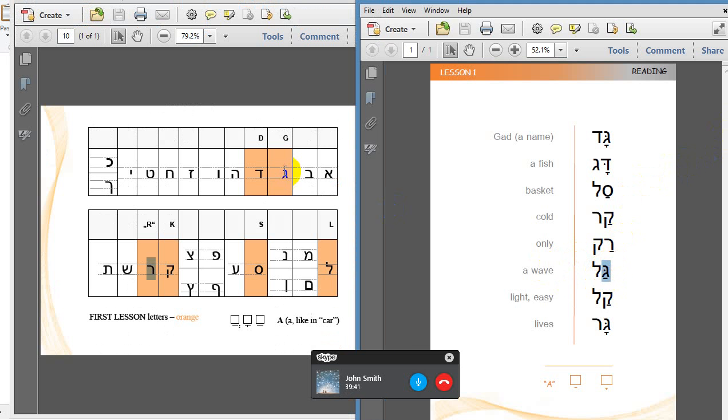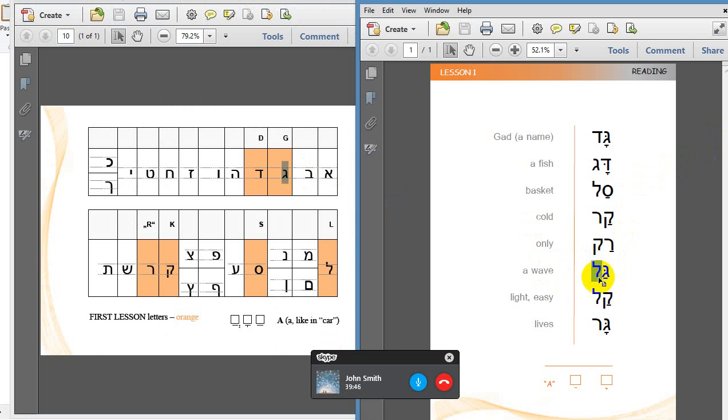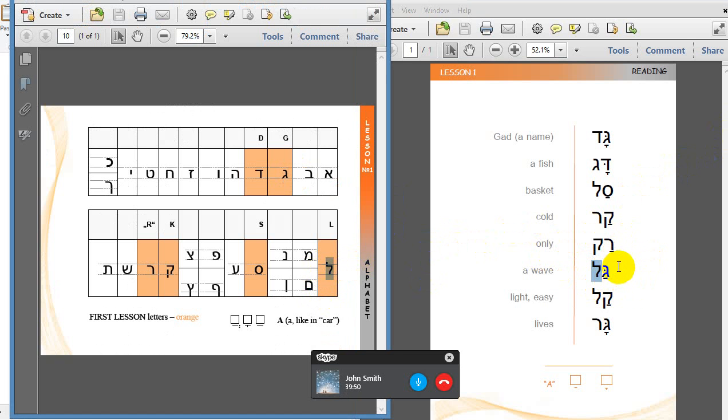Next word is G. The vowel is A. Here's G. Vowel is A. G, A. Ga. And this letter is L. So we have gal. Gal. A wave.